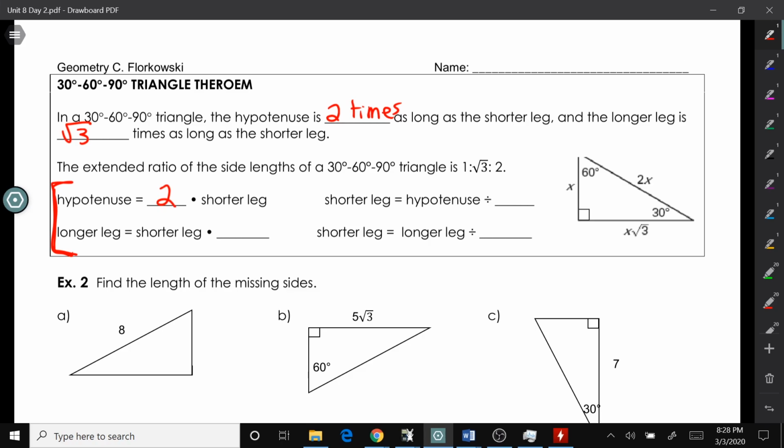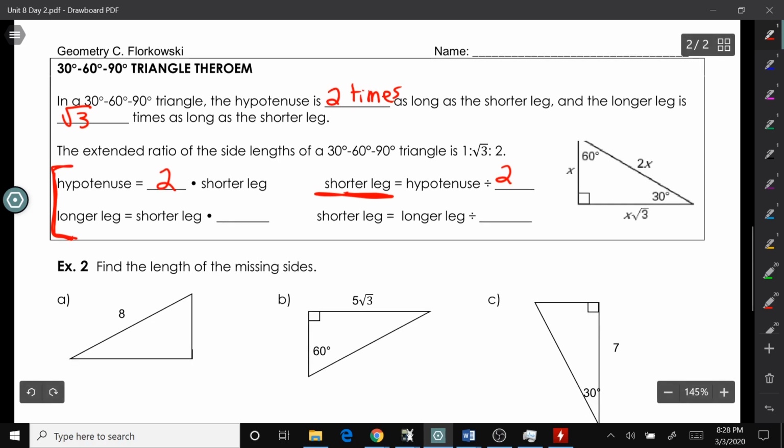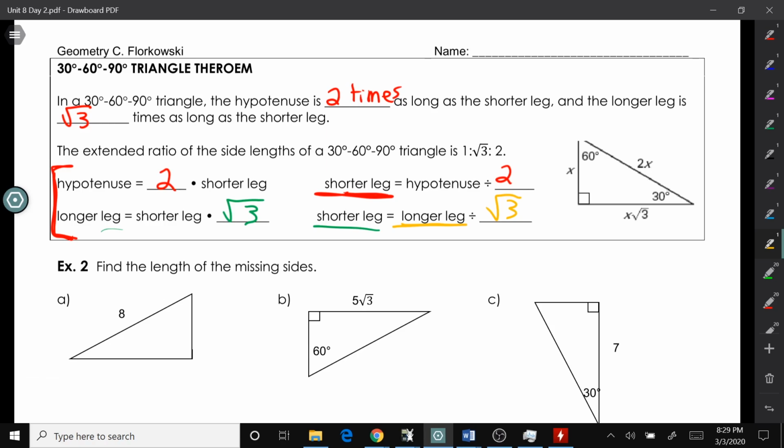But what if we're given the hypotenuse and we want to find the shorter leg? We would take the hypotenuse and divide by 2. Now the longer leg, if we're trying to figure that out, we would take the shorter leg and multiply it by the square root of 3. And similarly, if we go backwards, if we know the longer leg and are trying to find the shorter leg, we would take the longer leg and divide it by the square root of 3. That's when it might get a little bit ugly, when you're dividing by the square root of 3. You could get a decimal, which is perfectly okay.